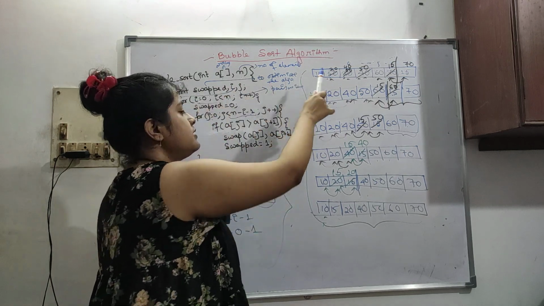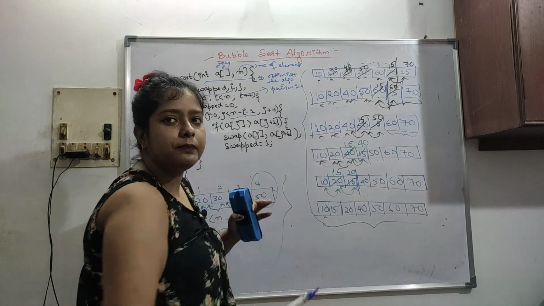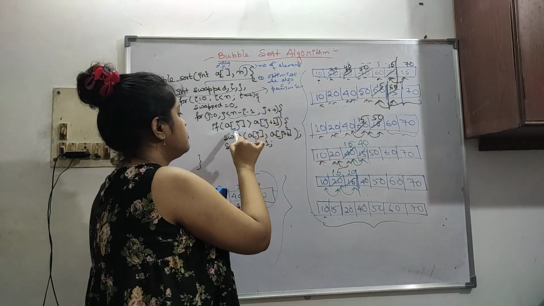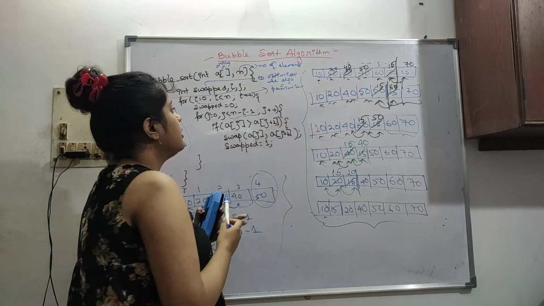Okay. So if this condition was false, we are not swapping anything. When this condition is true, A[j] is greater than A[j+1], 50 was greater than 20, we are swapping. So like this.